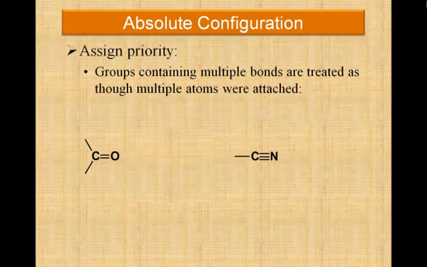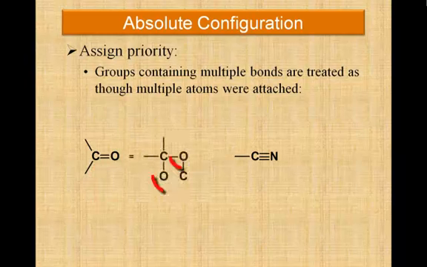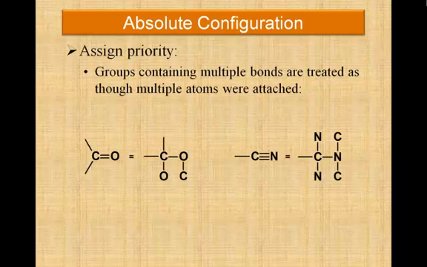Now let's look at some situations where we have multiple bonds. Here I have a carbon that is double bonded to an oxygen. So I imagine that that carbon is actually bound to 2 oxygens. In terms of the oxygen, since I have a double bond to the carbon, I imagine that that oxygen is bound to 2 carbons. How about this C triple bond N? Since I have a triple bond from this carbon to this nitrogen, I imagine that this carbon is bound to 3 nitrogens, and I imagine that the nitrogen is bound to 3 carbons.